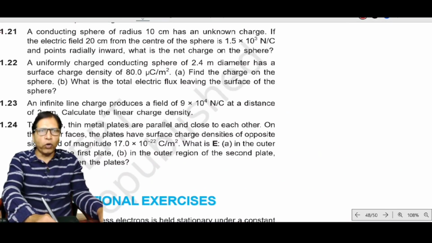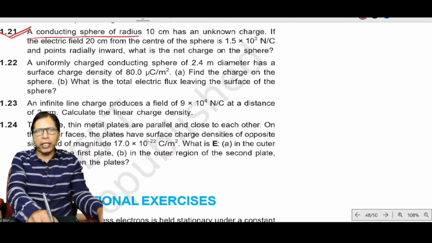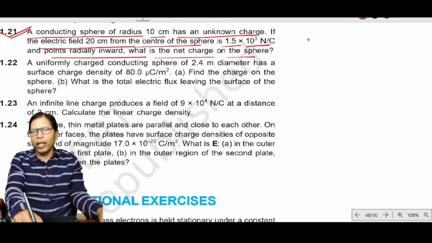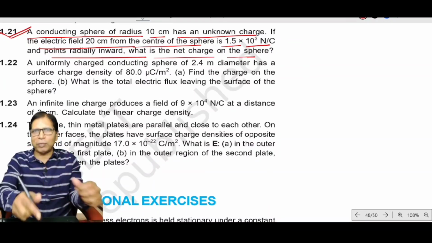Now look at question number 1.21. A conducting sphere of radius 10 centimeter has an unknown charge. If the electric field 20 centimeter from the center of the sphere is 1.5 into 10 to the power 3 Newton per Coulomb and points radially inward, what is the net charge on the sphere? As the field is radially inward, the charge is negative.